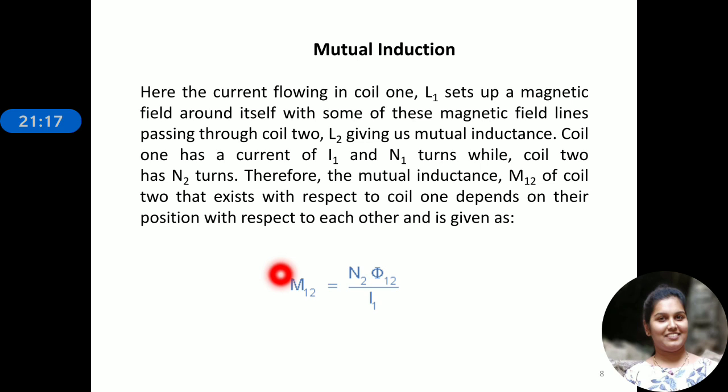Now there is another term, which we call M21. M21 is nothing but, because of the self-inductance developed in the second coil, a mutual inductance occurs in the first coil because of the second coil. So that mutual inductance will be indicated as M21. It will be the same as this expression but with varying terms: M21 can be written as N1 phi 21 divided by I2. Here the current is the current of the second coil.